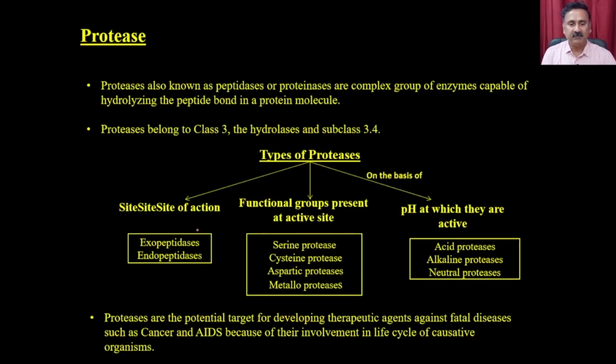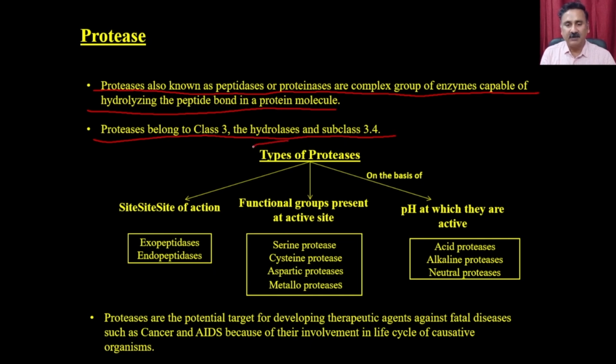You can have the exopeptidase or the endopeptidase. Proteases, also known as proteinases, are a complex group of enzymes capable of hydrolyzing the peptide bond in a protein molecule. Proteases belong to class 3, the hydrolases, and subclass 3.4. You can have different types of proteases depending upon the site of action, the functional group present at the active site, or the pH at which they are active.